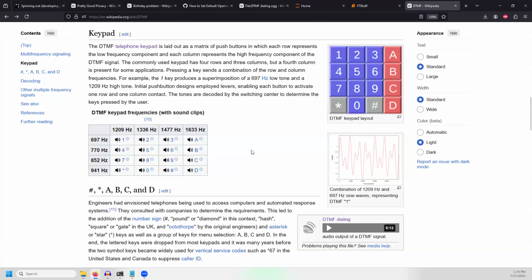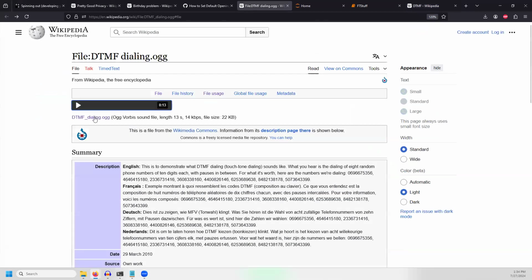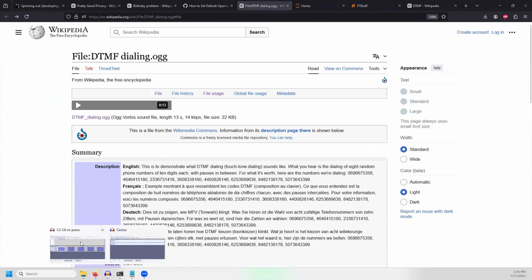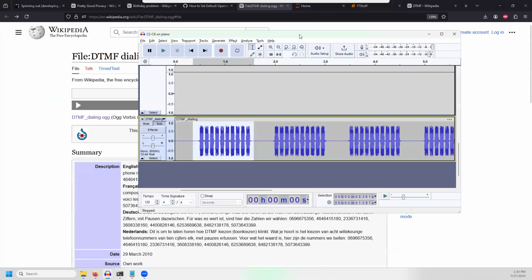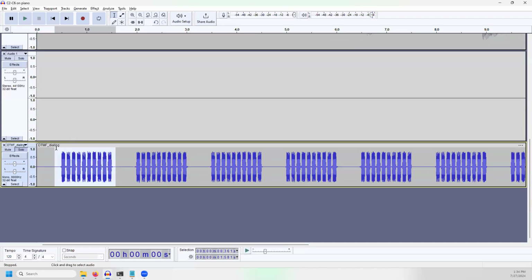Anywho, I downloaded that entire OGG file here by right clicking and saving the link, and putting it into Audacity gives neat little sound waves. So I've got this highlighted right now, and I've also got the solo button clicked. So play only plays the highlighted bit.